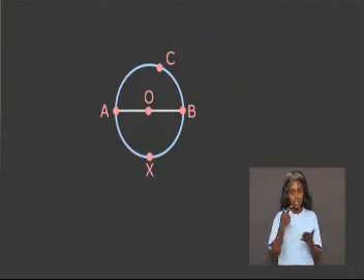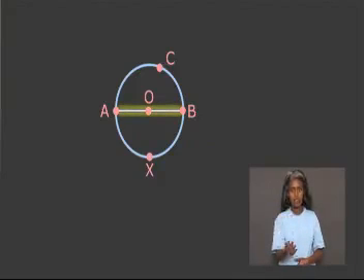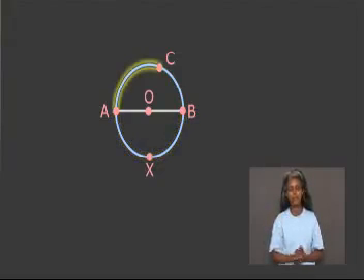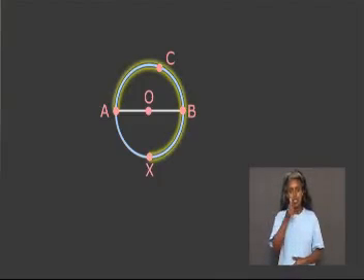In this diagram, AB is the diameter. AXB is a semicircle. AC is a minor arc, while ACBX is a major arc. Now that you are experts on arcs, let us move on to angles.